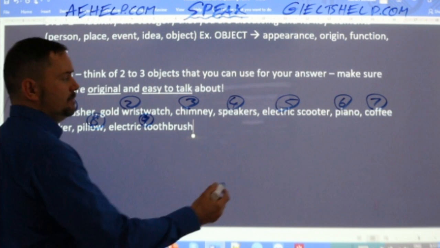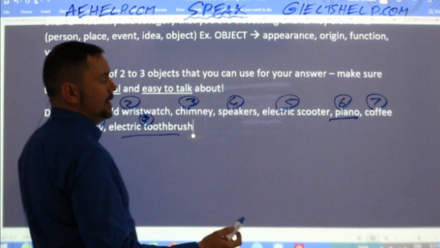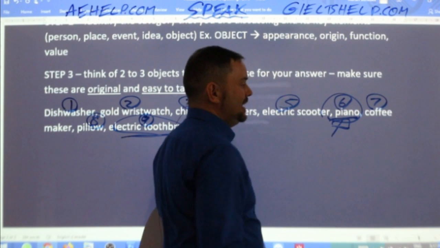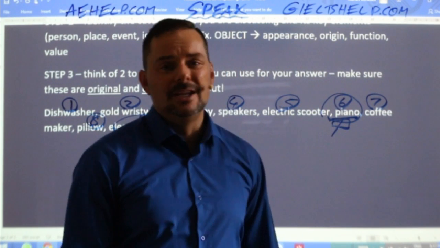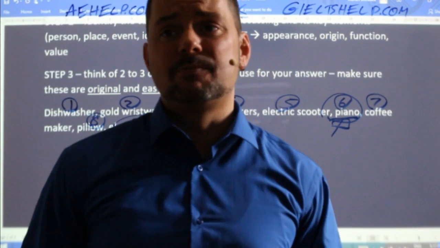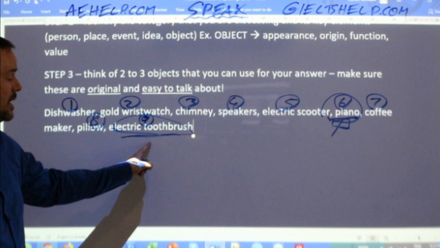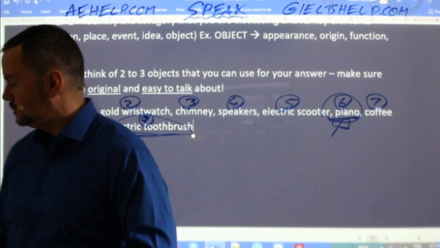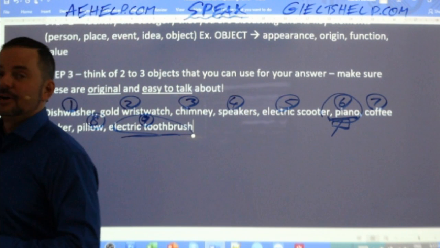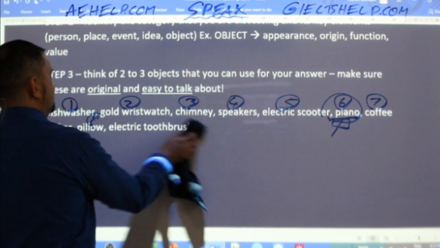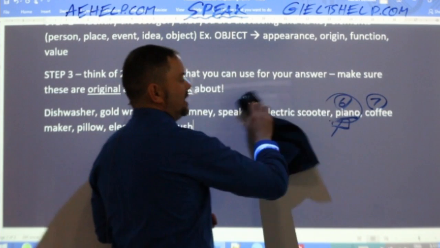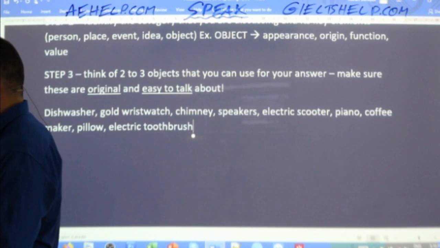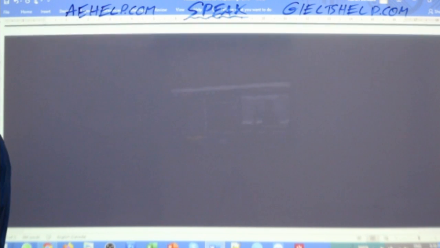I think if it's between piano and electric toothbrush, I would definitely go with electric toothbrush instead of piano, just because with piano, you might get into a difficult situation where you need more vocabulary and grammar to express yourself. Okay, I think with an electric toothbrush, it's fairly easy to talk about it. Hopefully you're familiar with the words teeth and tooth and cleaning, and then you'll do okay. So let's pick electric toothbrush for today's lesson and talk about it. So our choice is electric toothbrush.